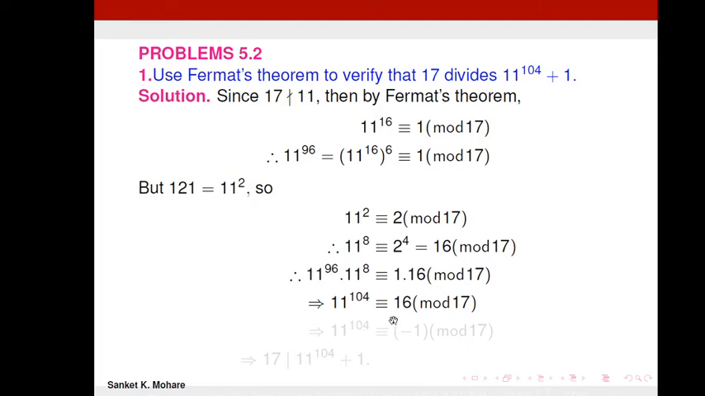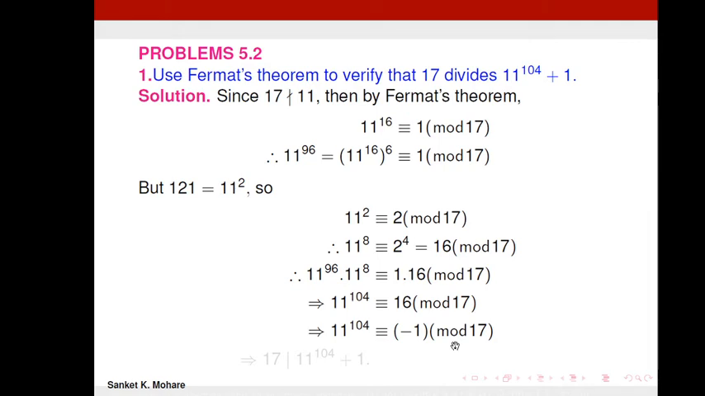But 16 is congruent to minus 1 modulo 17. Why? Because the difference of 16 and minus 1 is plus 17, and 17 divides 17. That's why 16 is congruent to minus 1 modulo 17. Therefore 11 raised to 104 is congruent to minus 1 modulo 17.